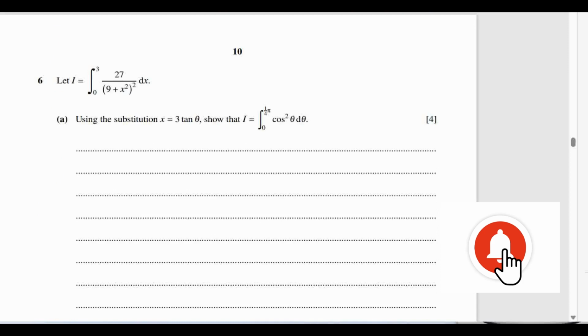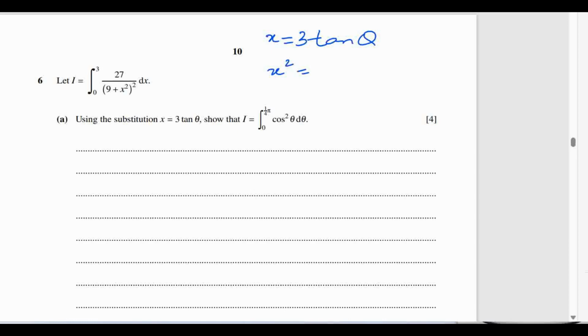First of all, let's see the question. Let I be equal to this, use the substitution x equals 3 tan theta, show that I is equal to this thing. So first of all, x is equal to 3 tan of theta, which means that x square will be equal to 9 tan square theta, and from here we can see that if x is this, then dx will be equal to 3 secant square of theta.